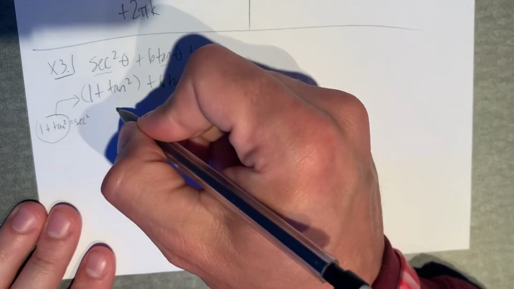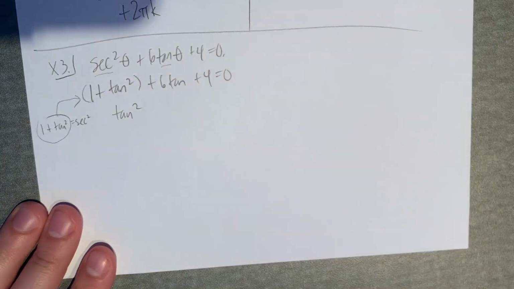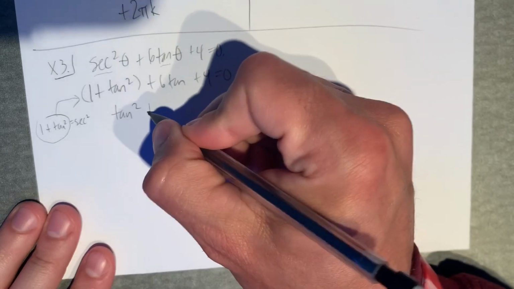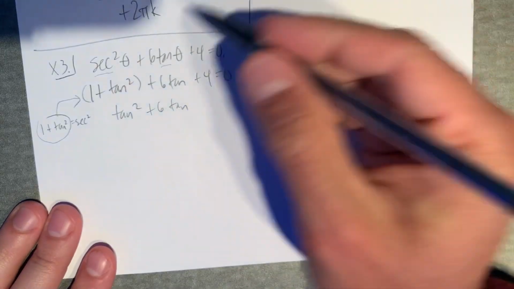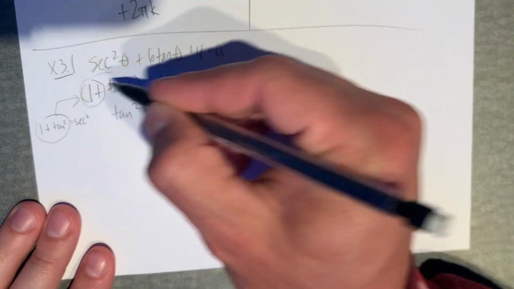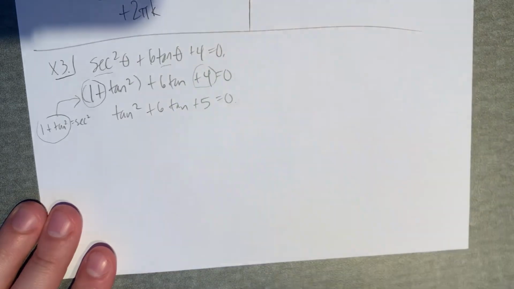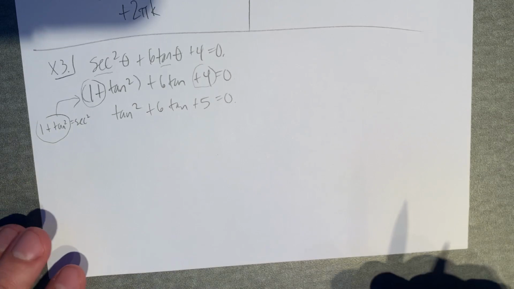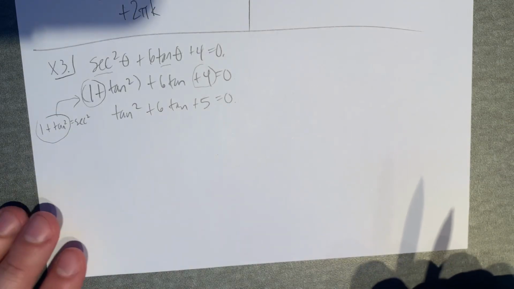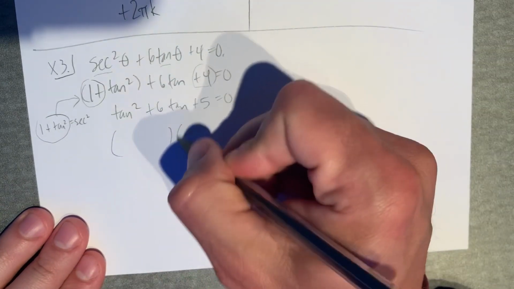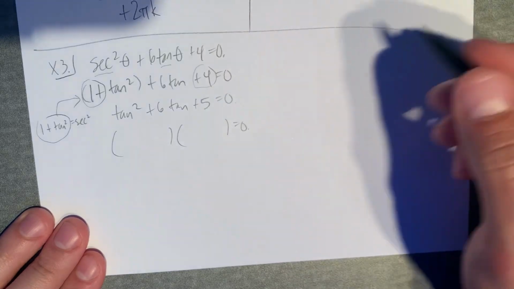Let's simplify this a little bit. Here's my quadratic term, tangent squared. I can bring down the 6 tan like this, the plus 1 out in the front, and the plus 4 here in the back, make a plus 5, and that's equal to 0. Now we have a quadratic which can be factored. Let's try to factor it like this using reverse FOIL.